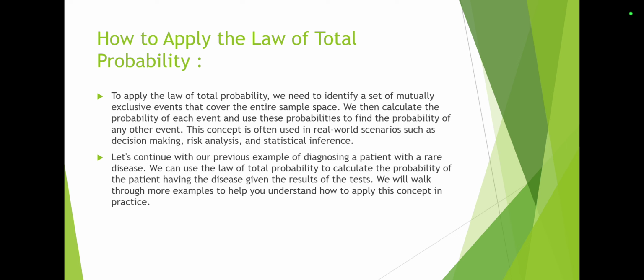Let's continue with our previous example of diagnosing a patient with a rare disease. We can use the law of total probability to calculate the probability of the patient having the disease. Given the result of the test, we can walk through more examples to help you understand how to apply this concept in practice.